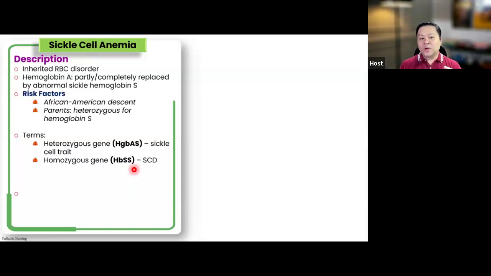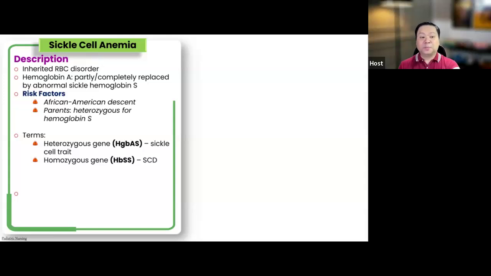So what are we going to expect for this child? They are going to manifest sickle cell disease, SCD. In their lifetime, they are going to have chronic anemia. They are going to suffer pain episodes. They are going to be highly susceptible to infections. And also, they are going to have a high incidence of organ damage as a result of the abnormally shaped red blood cells.